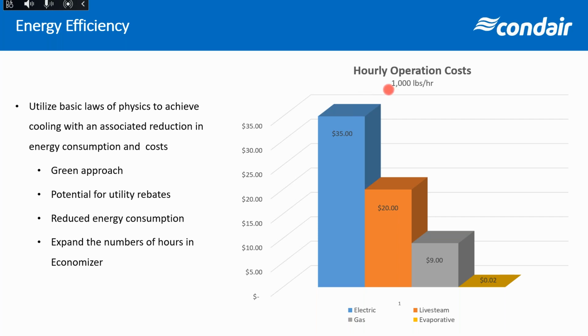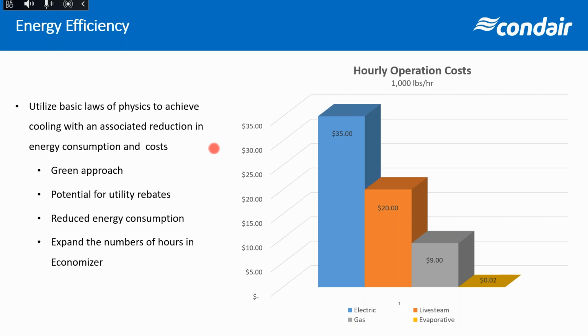for a 1,000 pound per hour load, the hourly operation cost for an electric humidifier is $35. Then we step down to live steam, and it's $20 per hour. The next step is $9 per hour for a gas unit. And if you look at adiabatic, it's 2 cents. It costs 2 cents to deliver 1,000 pounds per hour of humidity to a space over an hour. Pretty significant drop. Of course, this looks at delivering humidity to the space.